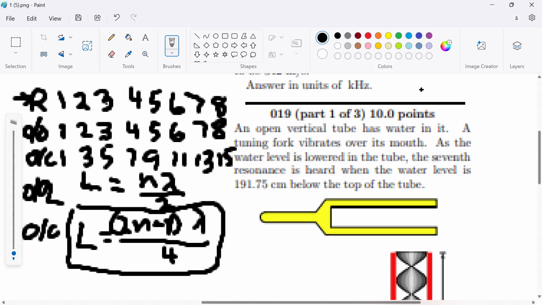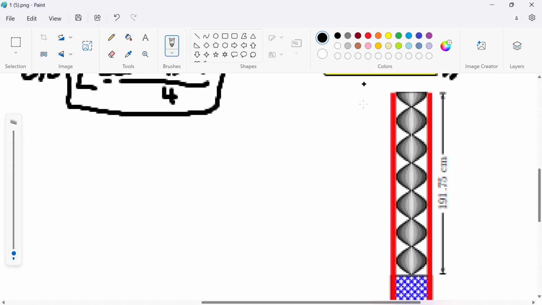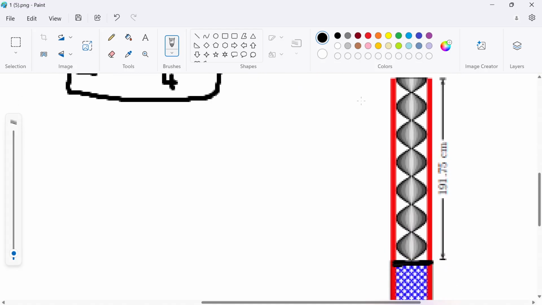All right, so the question says an open vertical tube has water in it. A tuning fork vibrates over the mouth. It's vibrating over the mouth. As the water level is lowered in the tube, the 7th resonance, 13th harmonic for an open closed. This is open closed because the top is open, but the water blocks it at the bottom. So it's closed there. So it's open closed.